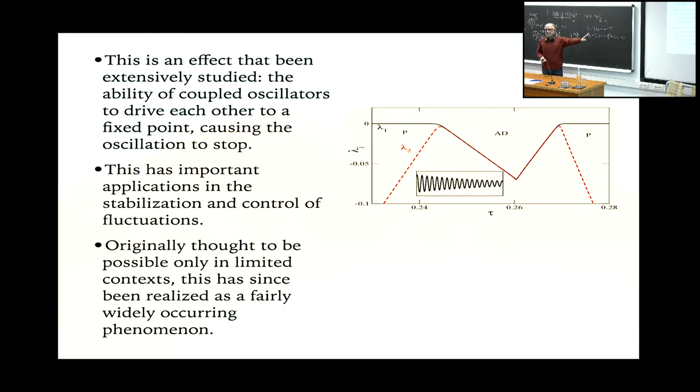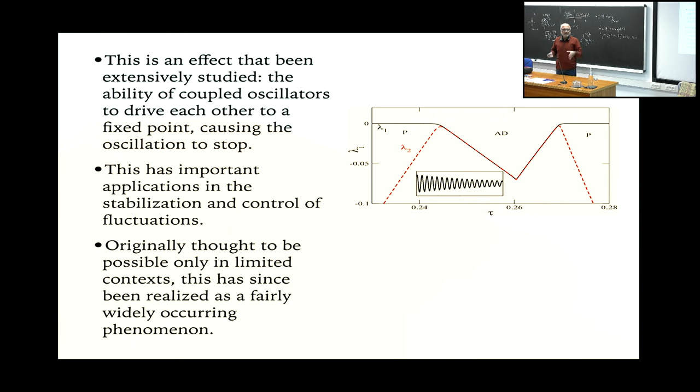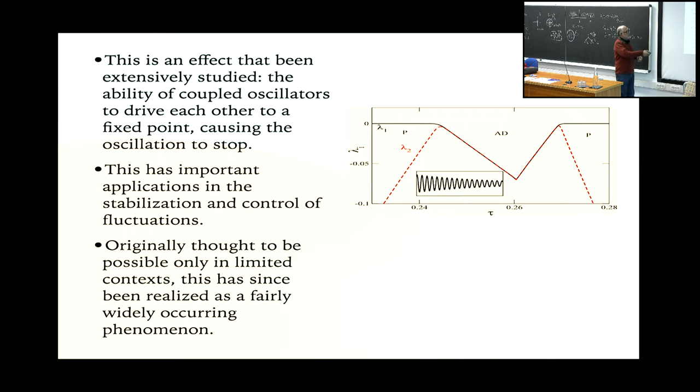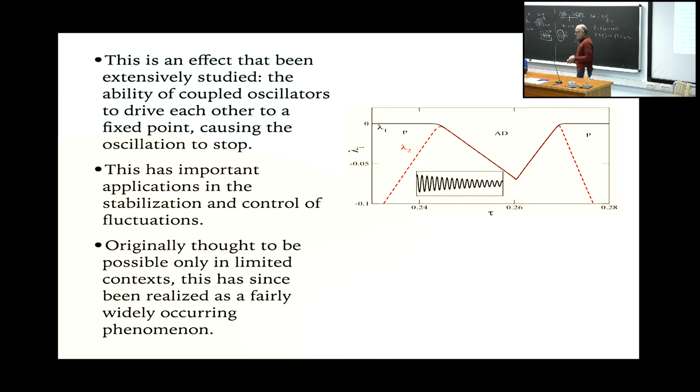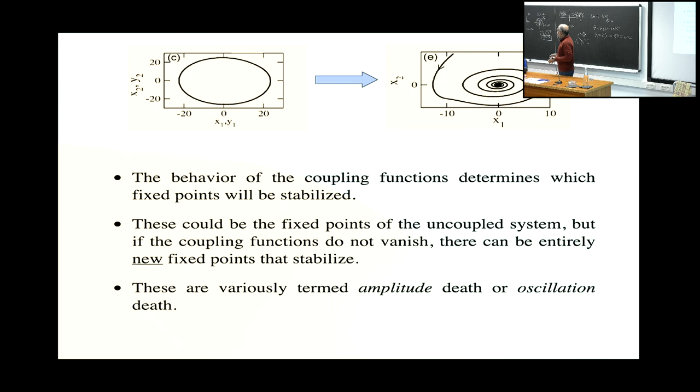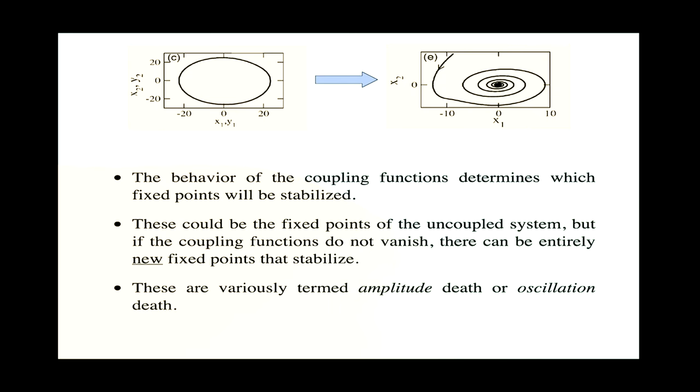A lot is understood about diagrams like this. It turns out that there are islands of amplitude death, and these islands of amplitude death are surrounded by oscillatory behavior. And in the region of death, all the oscillations are damping out. The damping out that you saw is basically this: you had something that was oscillating, and as you increase the time delay, boom, it started spiraling inwards and went into the fixed point.